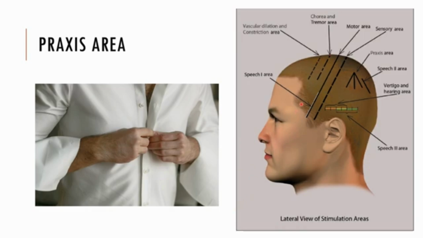Praxis area is an uncommonly used area. Starting from the parietal tubercle, the praxis area joins 3 lines, one running straight downward and the other 2 at a 40-degree angle anterior and posterior to the vertical line. This area is used for apraxia, the inability to execute certain fine motor activities such as buttoning a shirt.